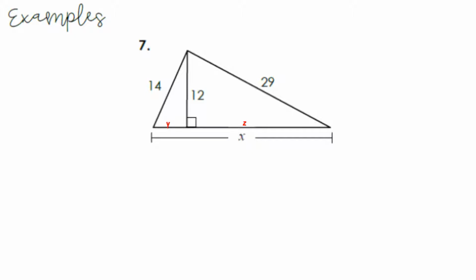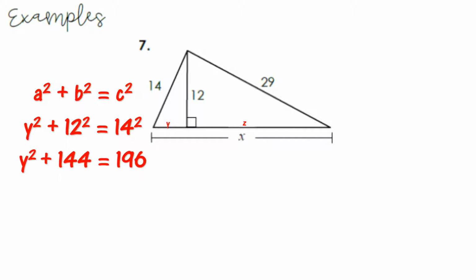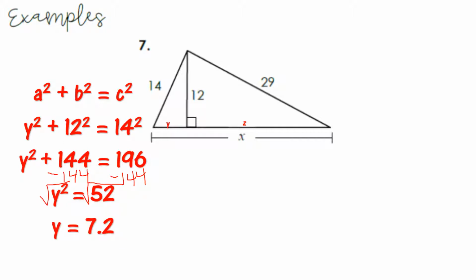Problem 7. I actually am going to split that side that's called x into two pieces, and I called them y and z. So then I'm going to find both y and z, and I'm going to add those together. So for y, I've got a squared plus b squared is c squared, which means y squared plus 12 squared equals 14 squared, or y squared plus 144 equals 196. So then I would subtract 144 from both sides, which should leave me with y squared equals 52, and then I take the square root of both sides, and I should get y is 7.2.